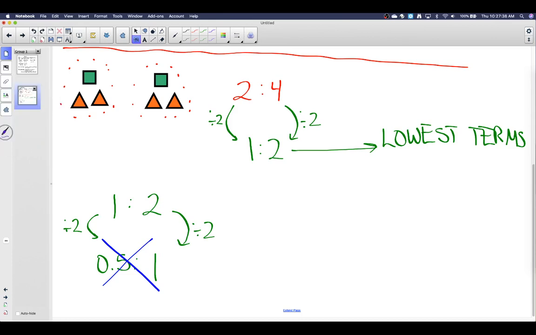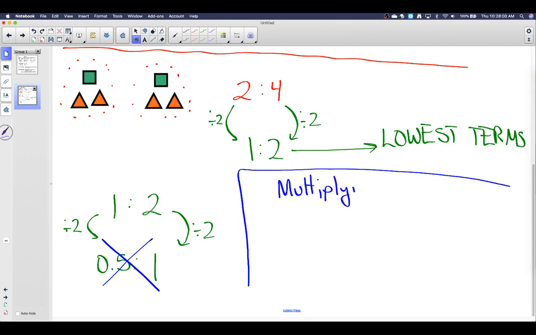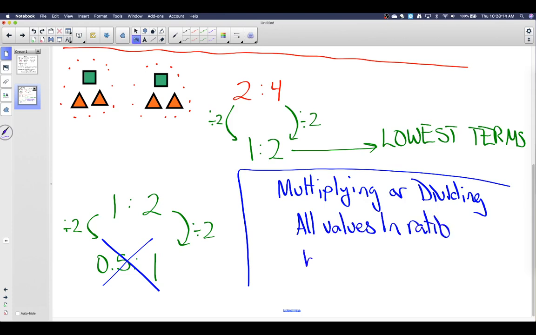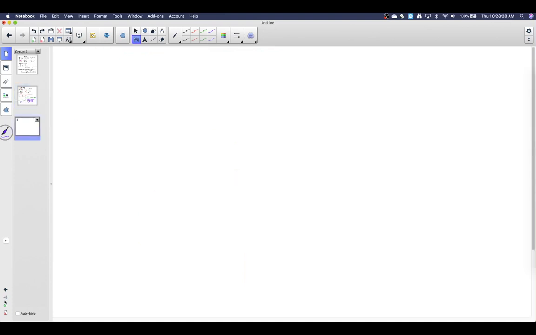So, similar to what you would have done in grade 7 with fractions, you are going to be putting ratios into lowest terms. And that is what's called an equivalent ratio as well. Okay, so to get equivalent ratios, if we think back to the beginning, I said we can get them by either multiplying or dividing all values in the ratio by the same factor. Okay.